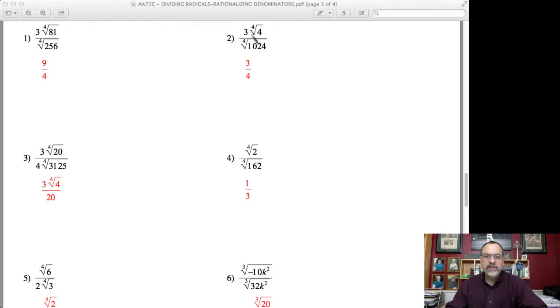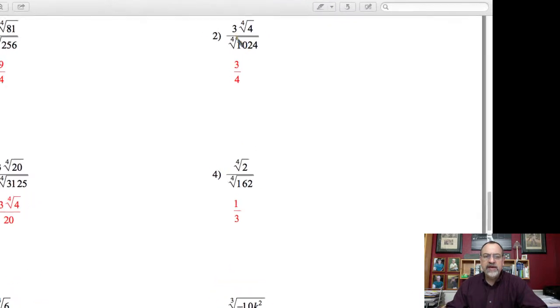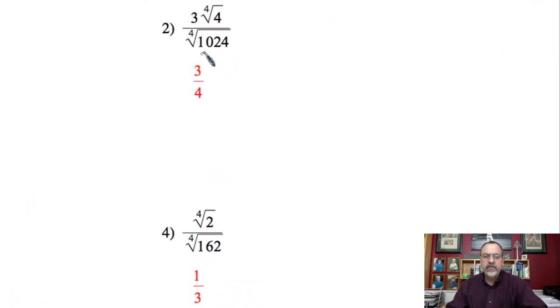So let's take a look at number 2 here, and I have 3 fourth root of 4 divided by fourth root of 1024. The 4 does go into 1024, so I can reduce that. That's going to go 256 times, so that's going to leave me 3, and then the fourth root of 1 would just be 1, so I don't do anything else with that, over then the fourth root of 256.